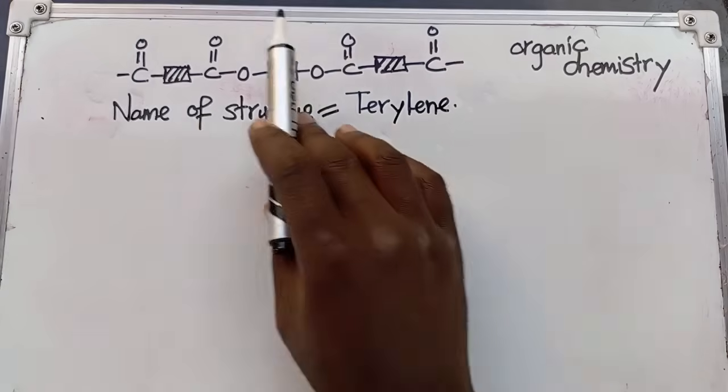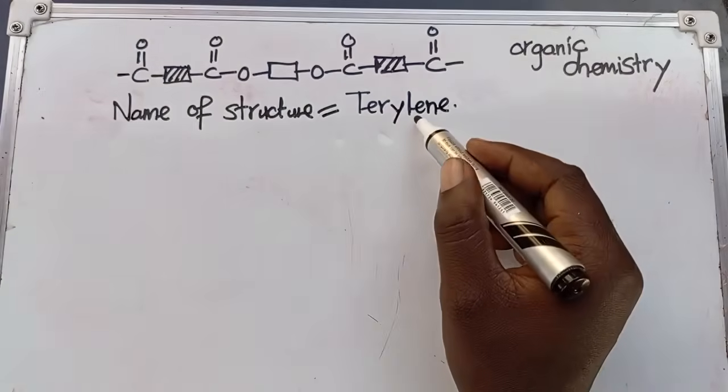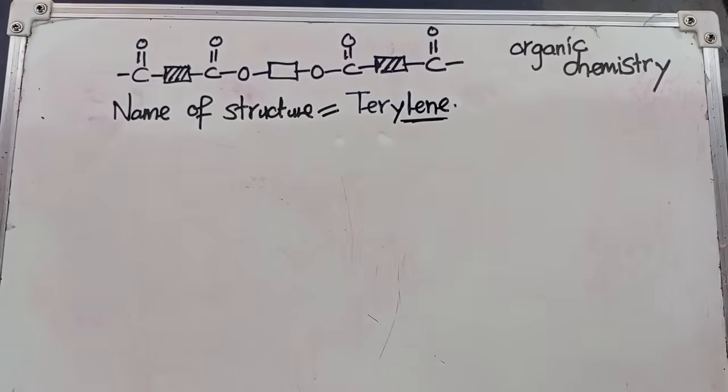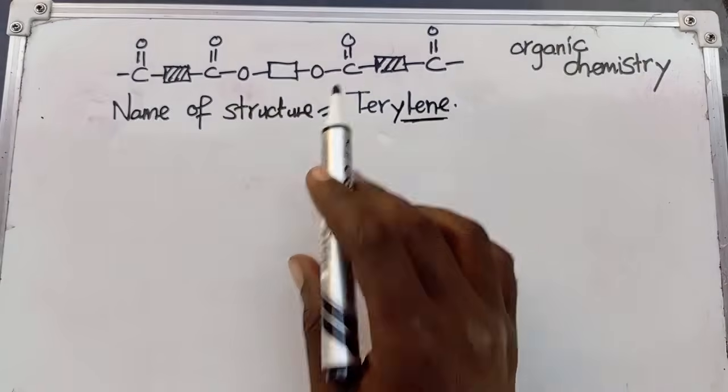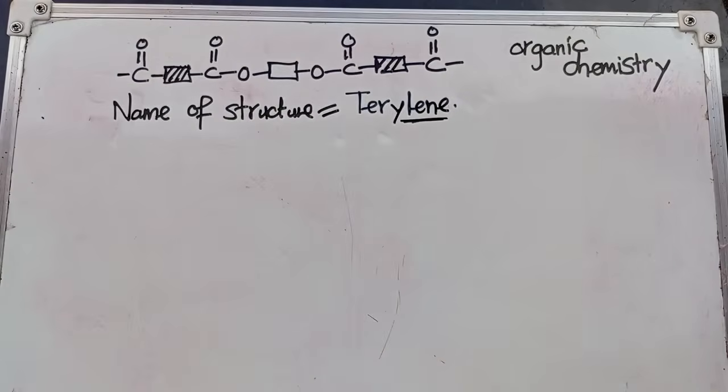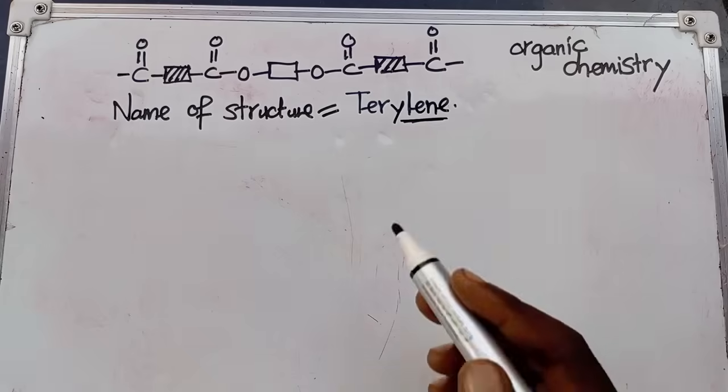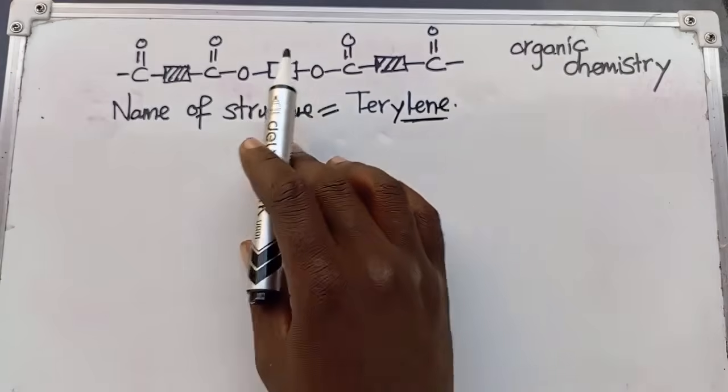So the structure of this, the name is a what? This is a tellurine structure. So a tellurine structure looks like this. They may also ask you another question to say, name the type of linkage that is in this polymer.